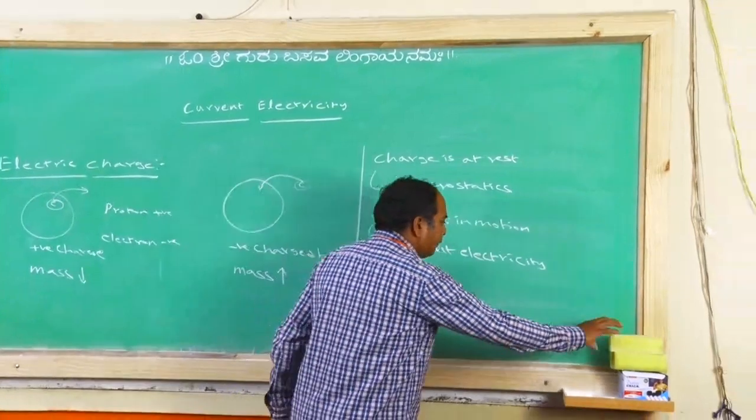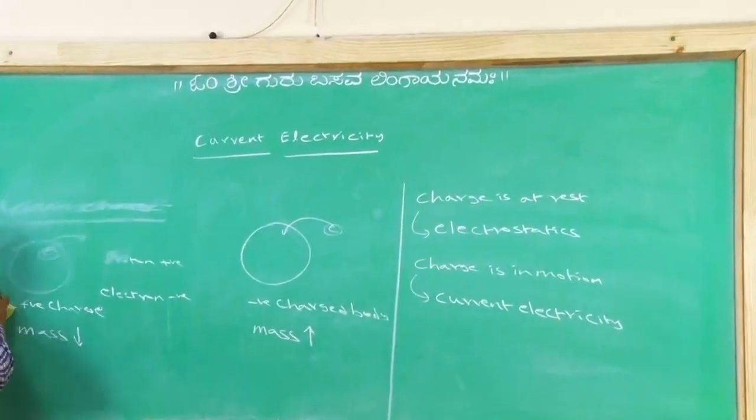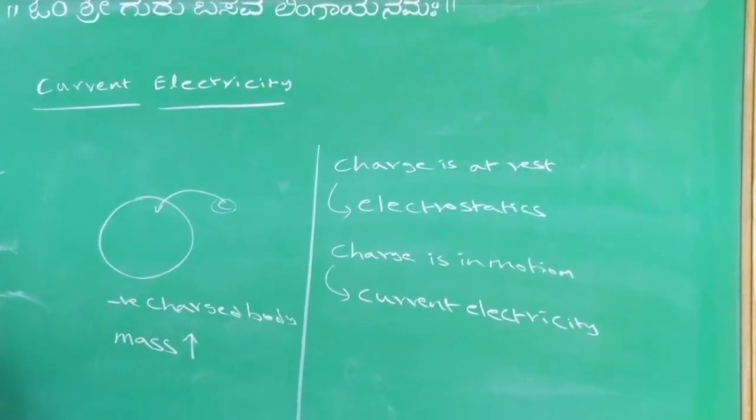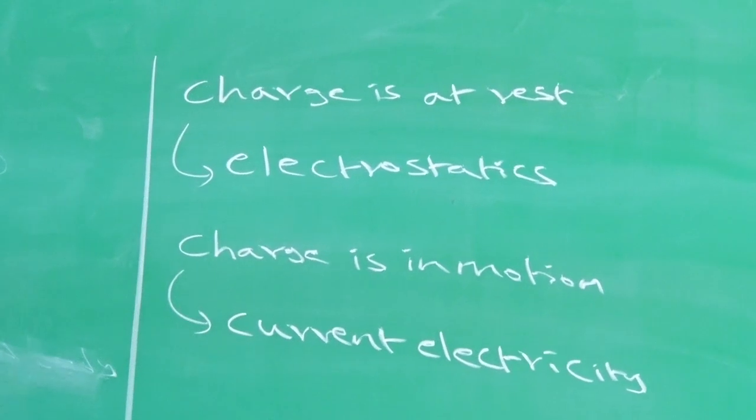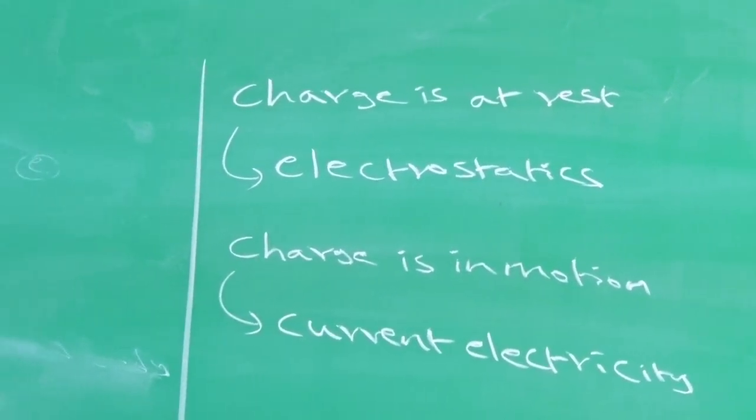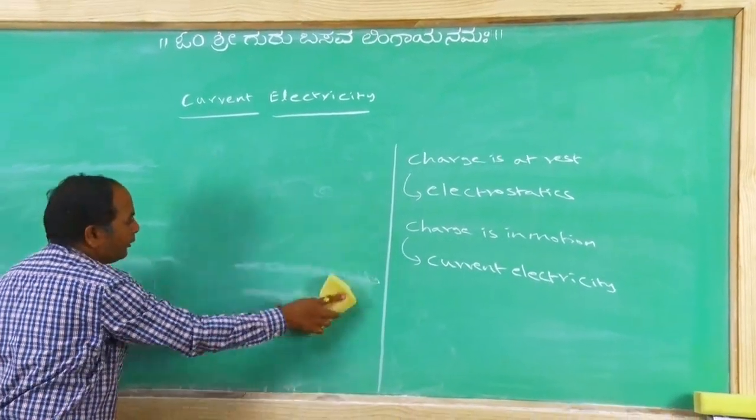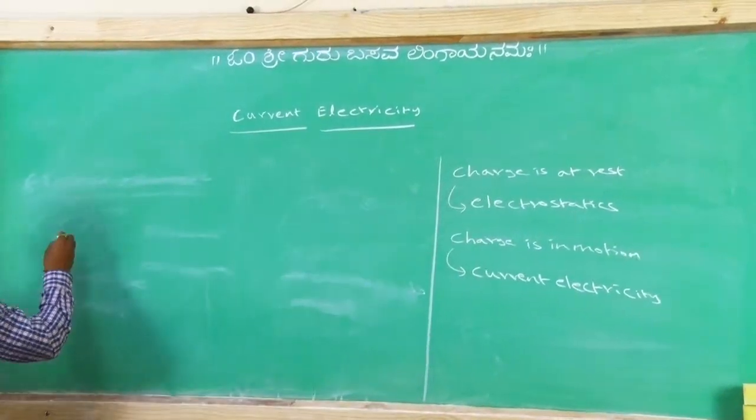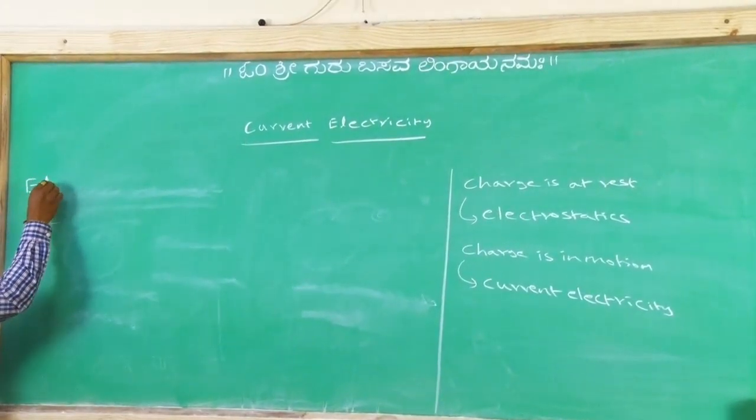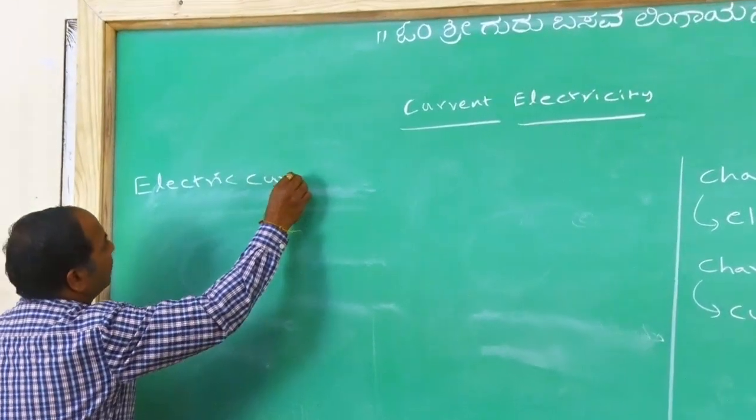Here, before going to current electricity, first of all, we should know about some basic phenomena which are related to current electricity. So in current electricity, first of all, you should know about electric current. What is meant by electric current?